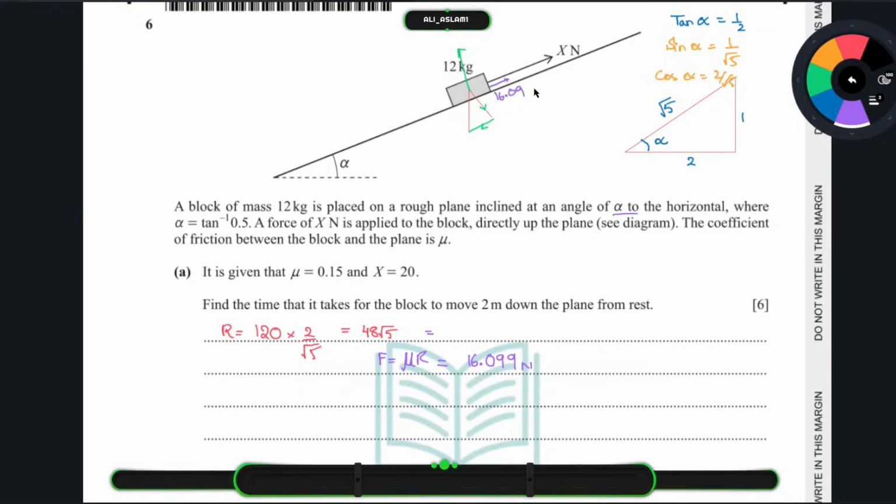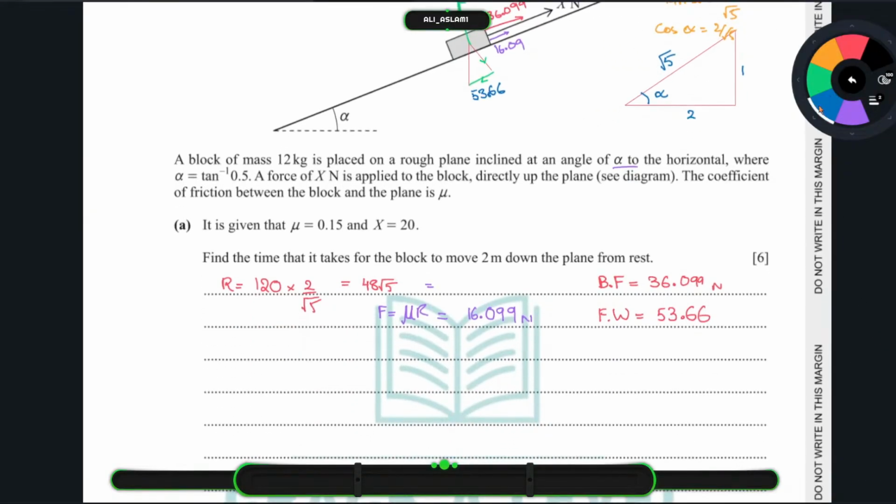And if I write 120 sine alpha, that is 1 over root 5, that is about 53.66. X is 20, so 36.09 would be the backward force. So the backward force is equal to 36.099 newtons, and the forward force, which is the parallel component of weight alone, is 53.66.